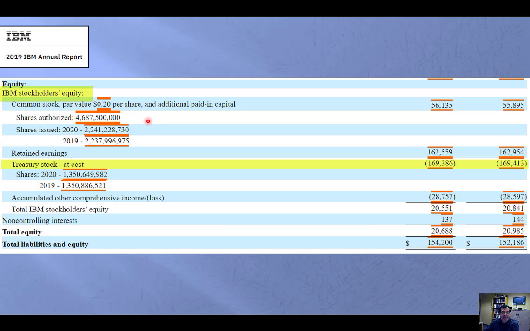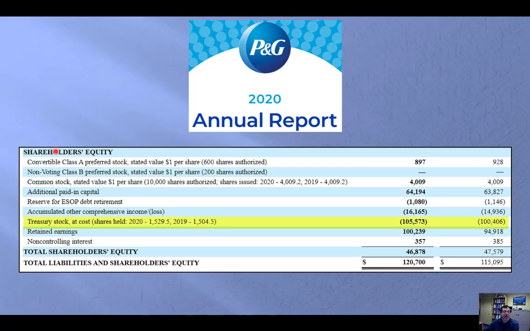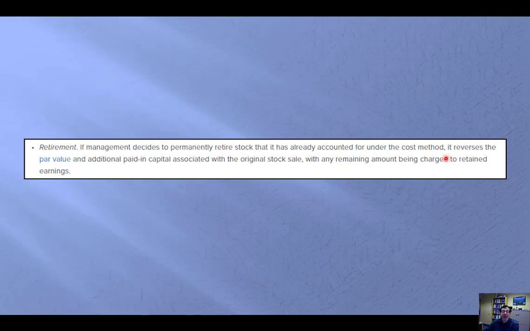If we go to IBM, stockholders' equity, we can see in the stockholders' equity, treasury stock at cost, dollars, number of shares. Procter & Gamble, shareholders' equity, treasury stock at cost, number of shares, dollars. For Apple, it's nowhere there. What's happened is Apple has effectively retired the shares. And retired means take it out of circulation, it is no more.